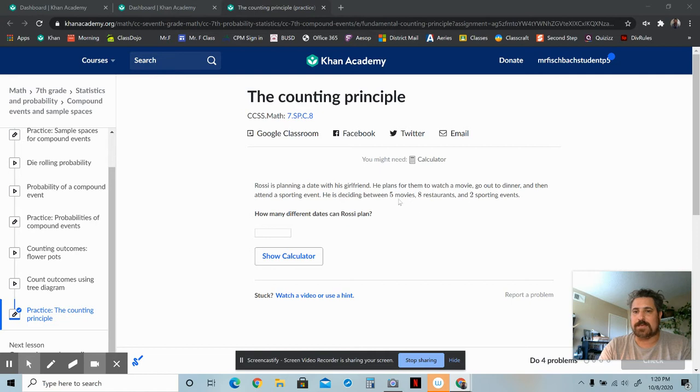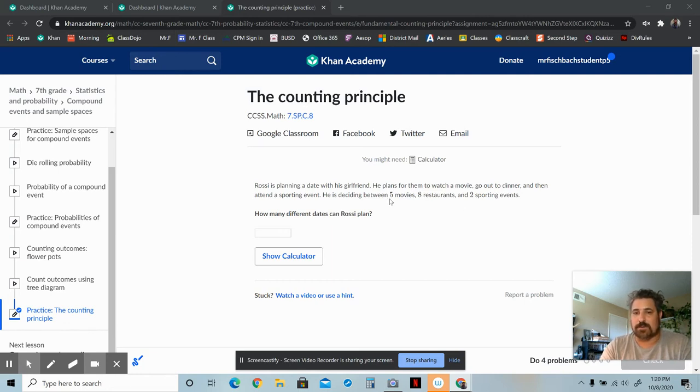All right. So basically, you've got a 3 event compound probability problem here, right? Where the movies is out of 5, the restaurants is out of 8, and the sporting events is out of 2. So all you're really asking yourself is how many combinations are there possible? So you just multiply these together, right? Because that's going to be the new denominator, right? The new possible combinations that could occur.